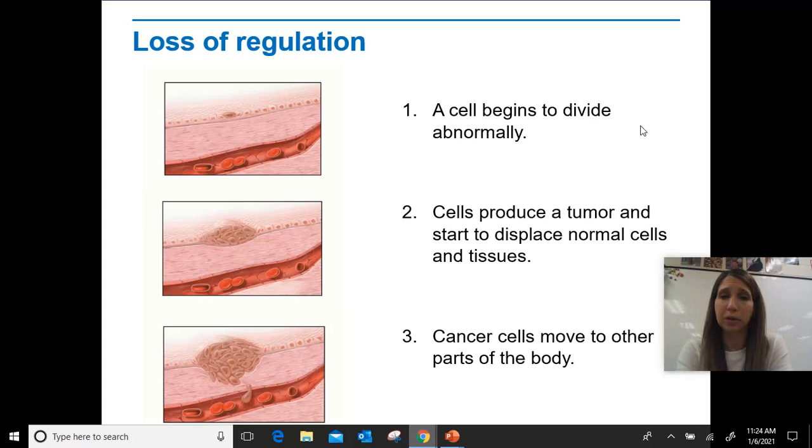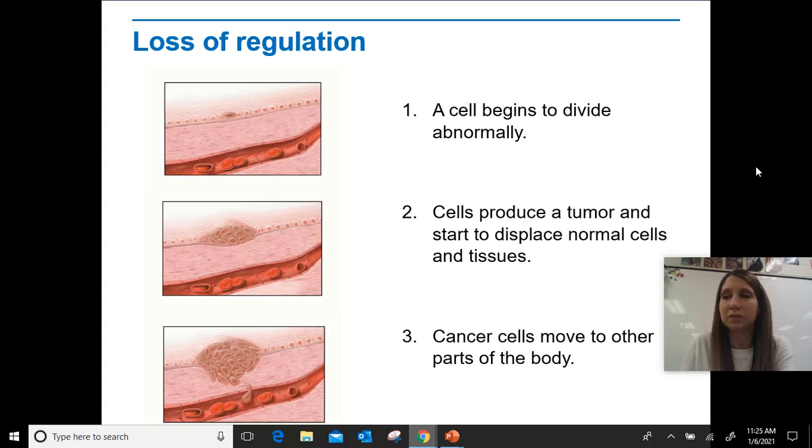They produce a tumor. Those tumor cells start to displace normal cells and tissues, meaning, again, like in this example, these normal cells are going to be pushed out of the way, so much so that usually what ends up happening is the whole tissue ends up shutting down. If that tumor grows large enough and, again, gets into the bloodstream like we're seeing right here, it can go on and spread to other parts of the body.